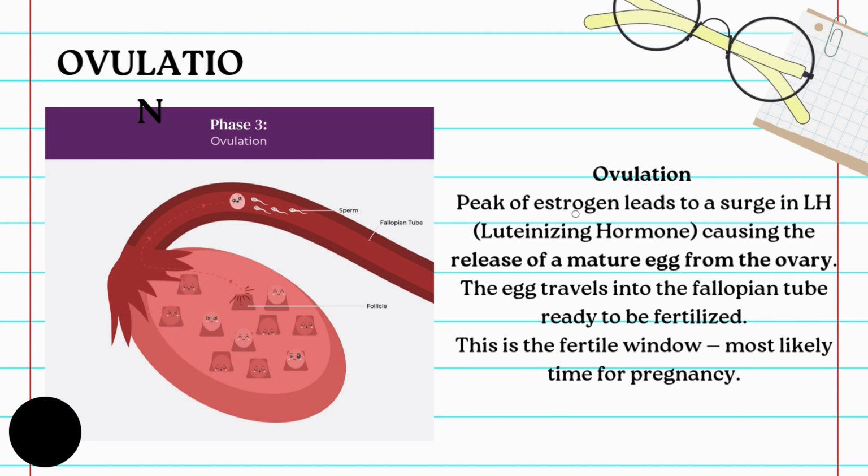So the Graafian follicle is like a shell, and inside the shell there is an egg. What happens is that the luteinizing hormone will cause the Graafian follicle to burst and release the egg.